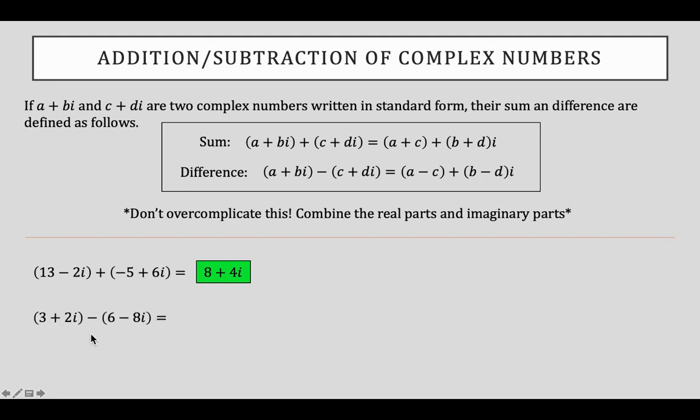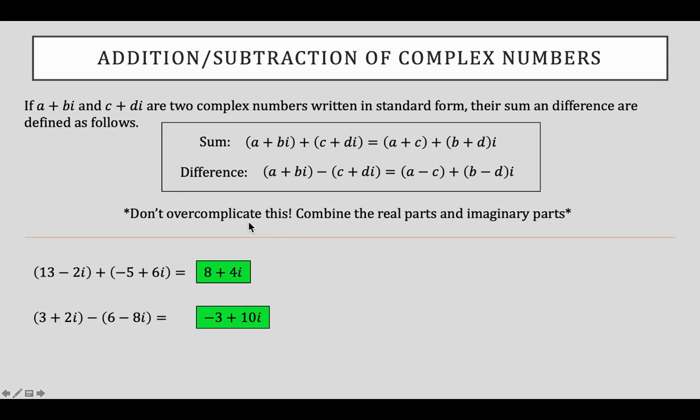Let's try another one here with some subtraction. 3 plus 2i minus the quantity 6 minus 8i. One thing to be careful of is that we need to distribute negatives here. We are subtracting this entire complex number, so be cautious of that. I have 3 minus 6. Again, combine the real parts. 3 minus 6 gives me a negative 3. And I have a 2i minus a negative 8i. Subtracting a negative turns into addition. 2i plus 8i gives me 10i, and I have negative 3 plus 10i for my final answer.